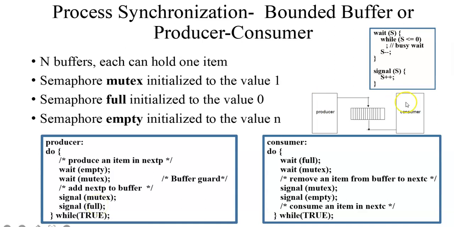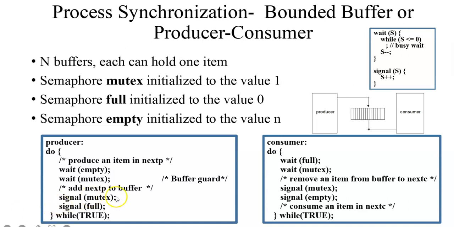What does signal do? If you see here, signal simply increments the semaphore count. Now what the producer process has done is it has decremented the empty buffer count, and it has produced an item, hence incremented the full buffer count.